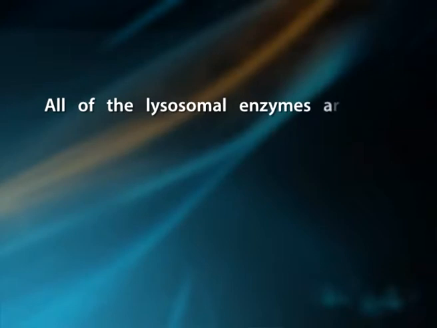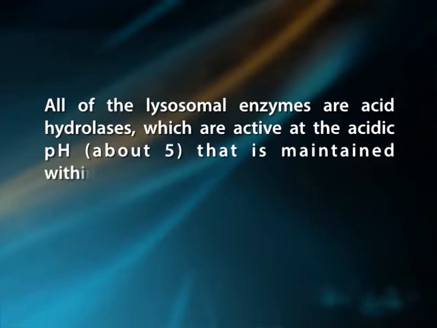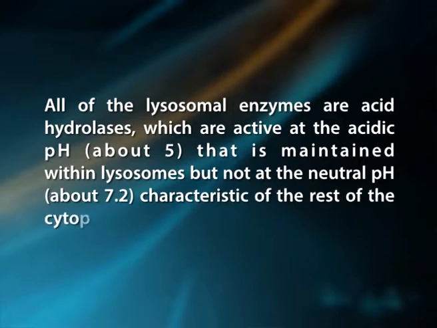All of the lysosomal enzymes are acid hydrolases, which are active at the acidic pH that is maintained within lysosomes, but not at the neutral pH characteristic of the rest of the cytoplasm. The requirement of these lysosomal hydrolases for acidic pH provides double protection against uncontrolled digestion of the contents of the cytosol. Even if the lysosomal membrane were to break down, the released acid hydrolases would be inactive at the neutral pH of the cytosol.